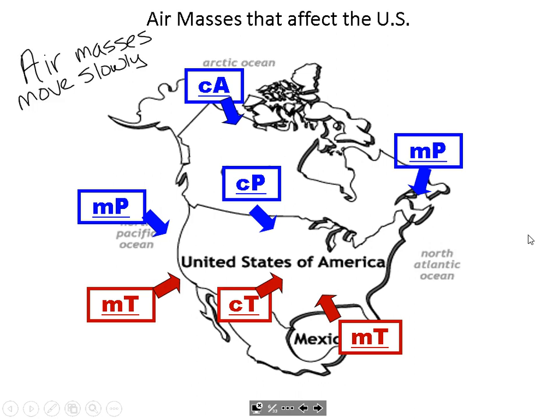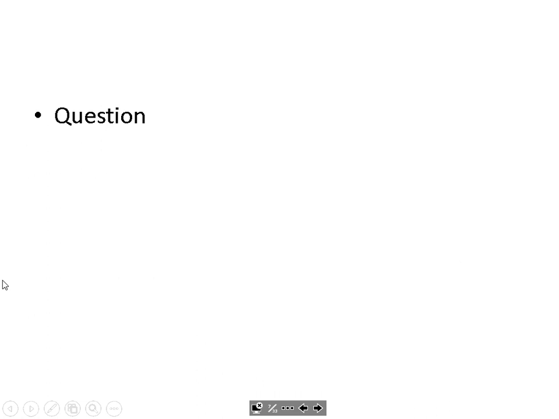All right. Also, please add to your diagram, air masses move slowly. They do not just go across the country. They're going to sit and build those characteristics and gradually work their way across the country. All right, make sure you answer the question, and we'll do more stuff tomorrow in class.